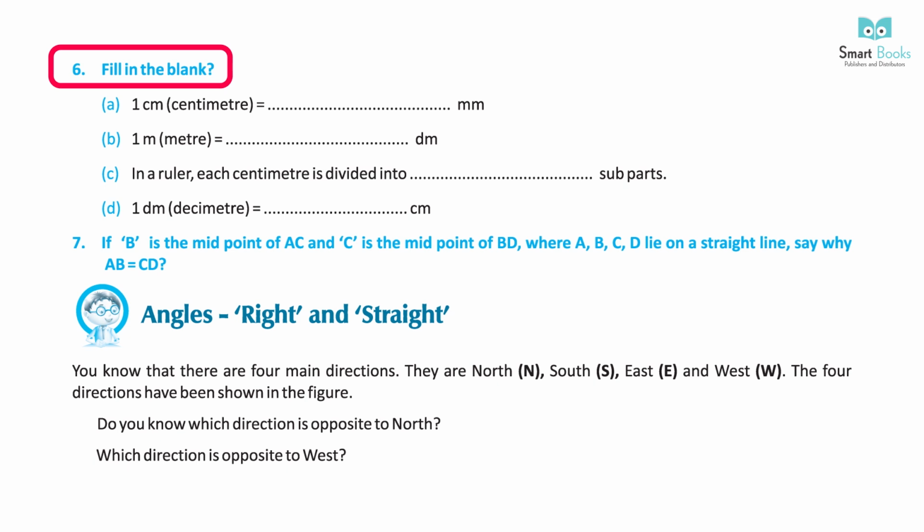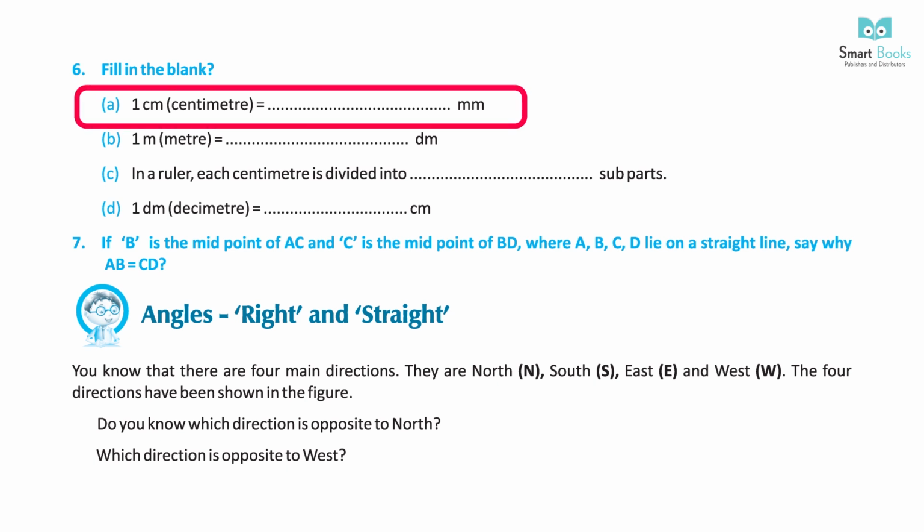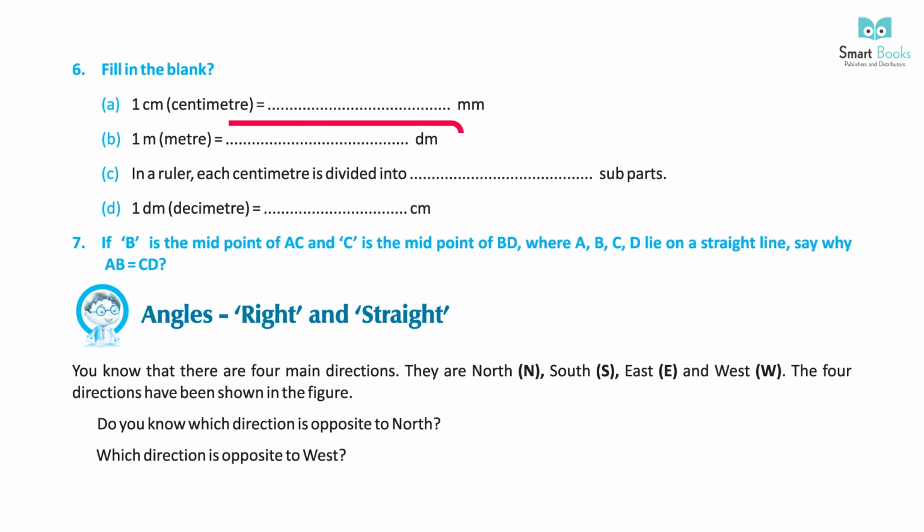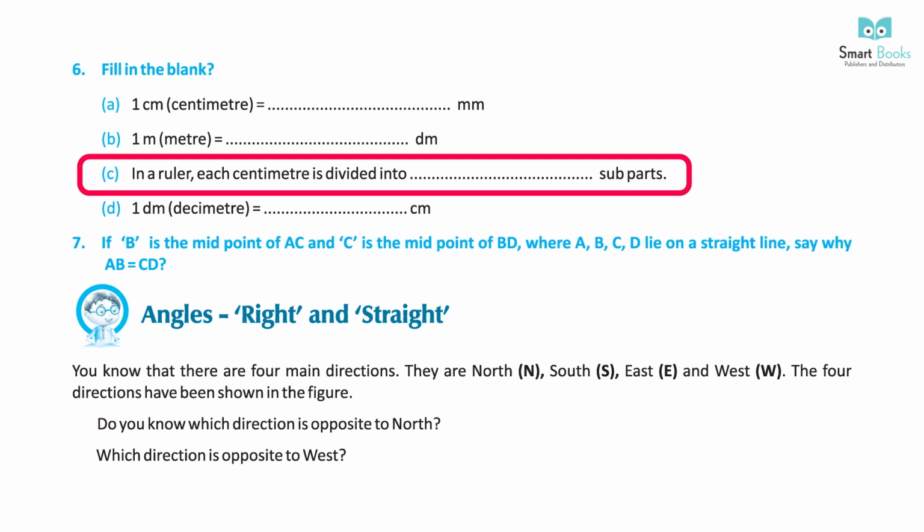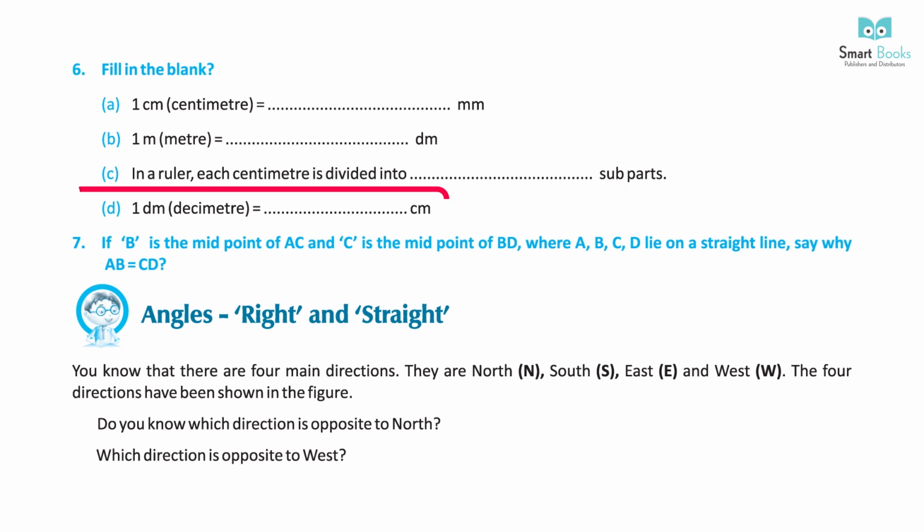Question 6. Fill in the blanks. A. 1 cm is equal to 10 mm. B. 1 meter is equal to 10 decimeter. C. In a ruler, each centimeter is divided into 10 subparts. D. 1 decimeter is equal to 10 centimeter.